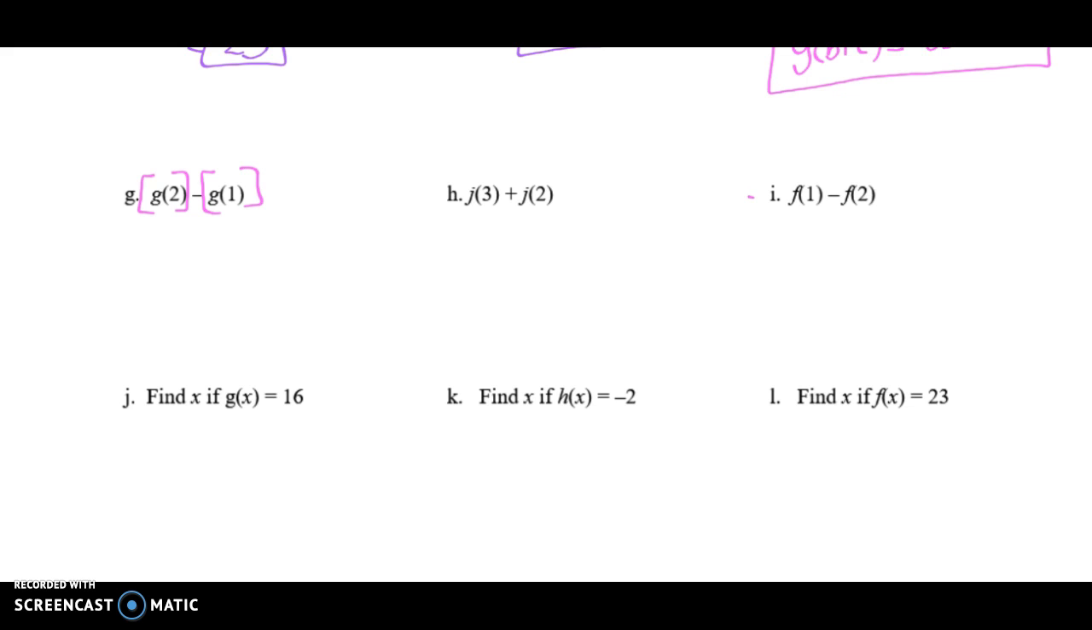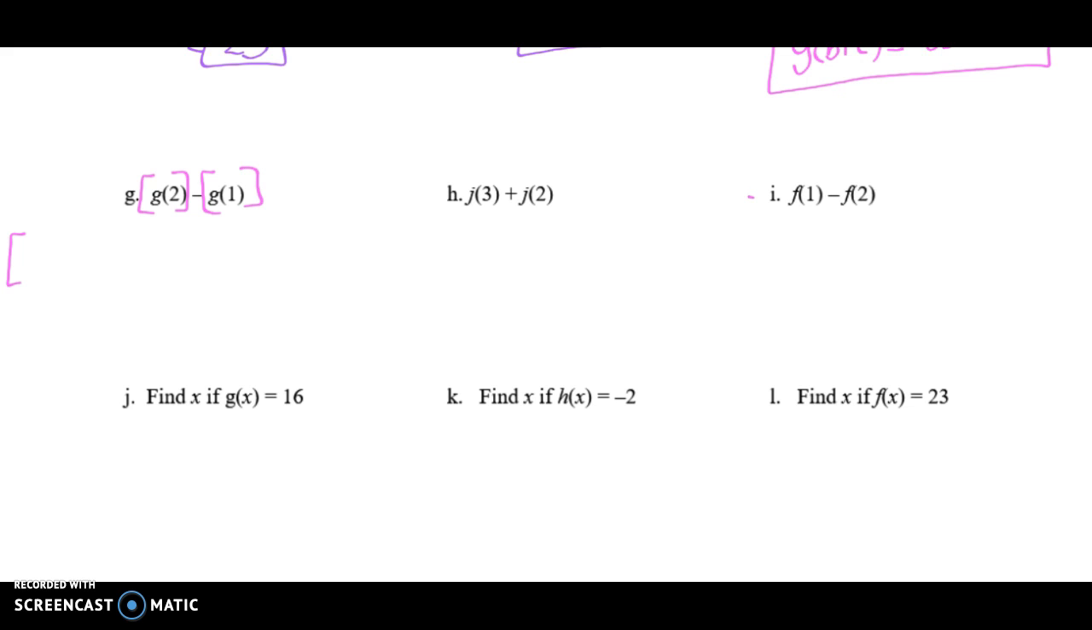So G of 2, again, what was my function? G is -3x plus 1. So G of 2. Alright, sorry, you might have heard the door, I don't remember where I was. So like I said, I prefer to do this all in one shot.